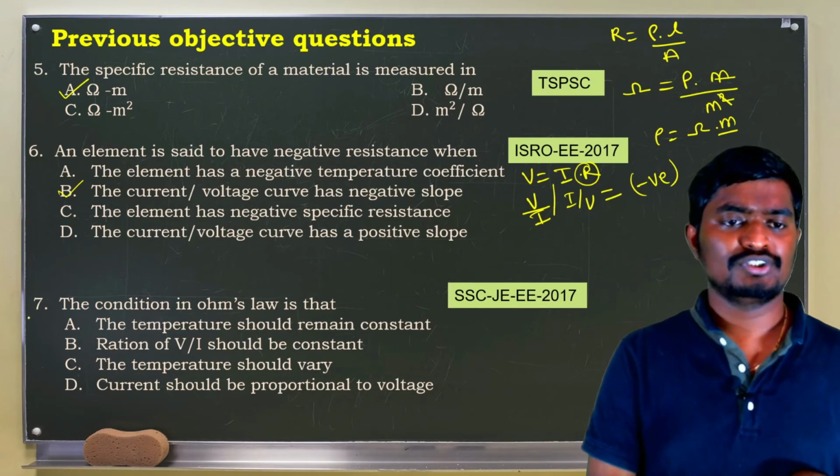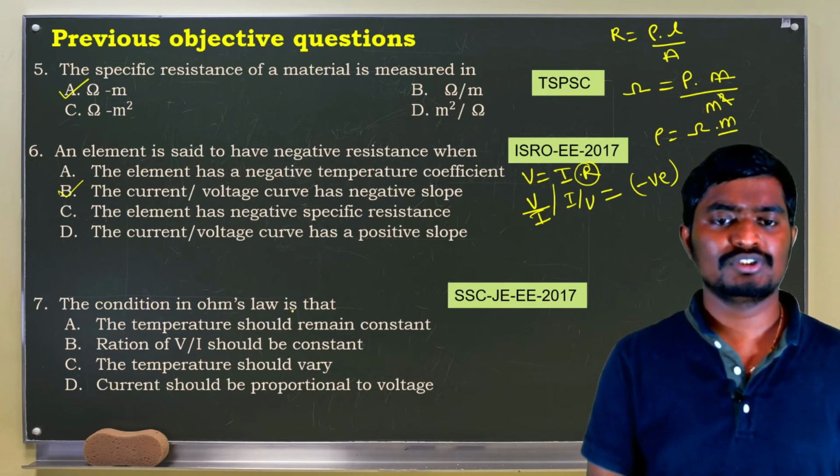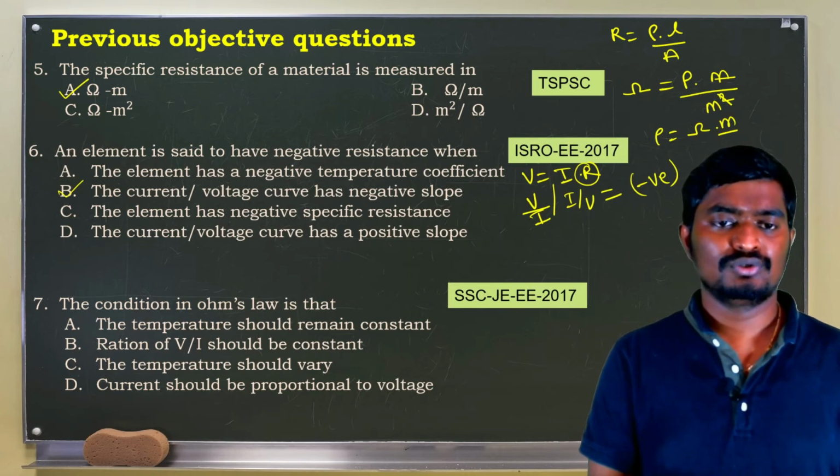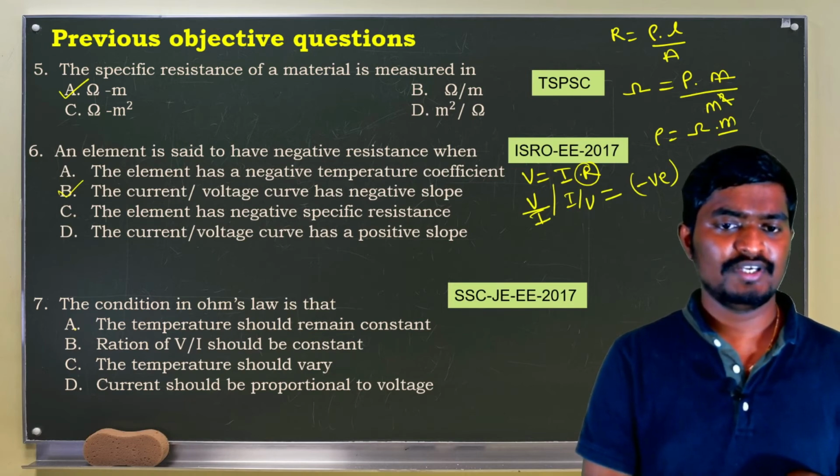Question number 7. The condition in Ohm's law is that Ohm's law is valid under constant temperature. So when you look into the options, option A, temperature should remain constant, is the correct option.